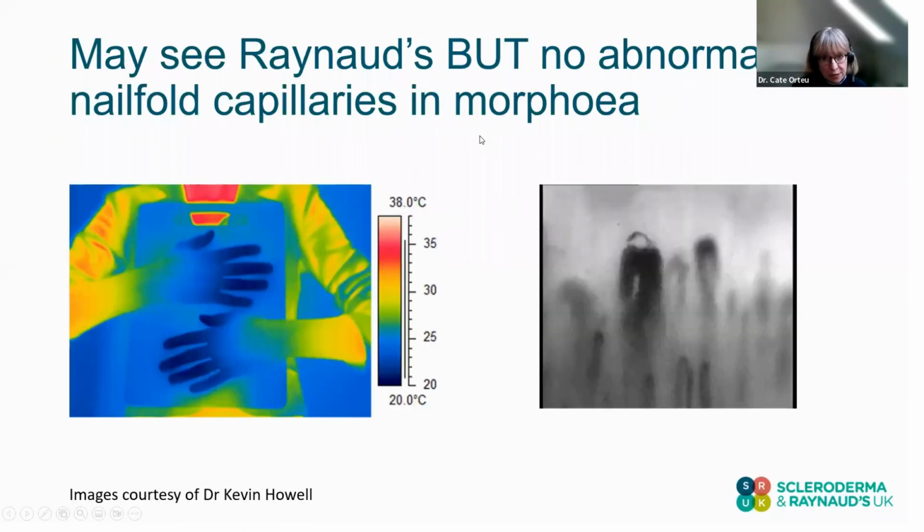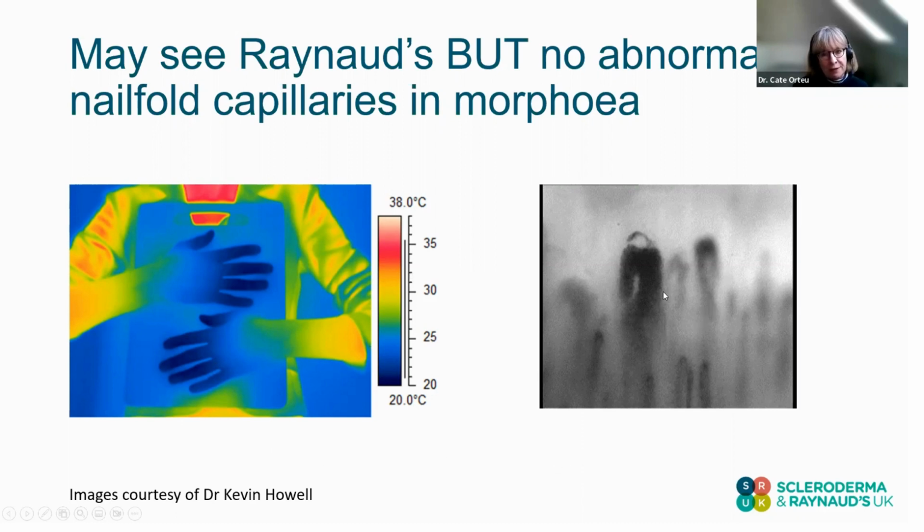So as I mentioned, we do see Raynaud's in a proportion of patients with Morphoea, but Raynaud's is common in the adult female population as a whole. And so this is an example. This is one of Kevin Howell's images, who does all our thermography at the Royal Free. So this is somebody who's dunked their hands in cold water for 5 minutes, ice cold water, I might add, and is very slow to rewarm. So the rest of them is these are the sort of warmer temperatures, and blue is cold, and so their hands have stayed very blue.